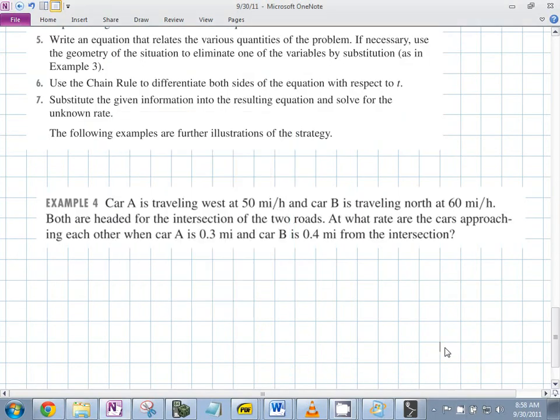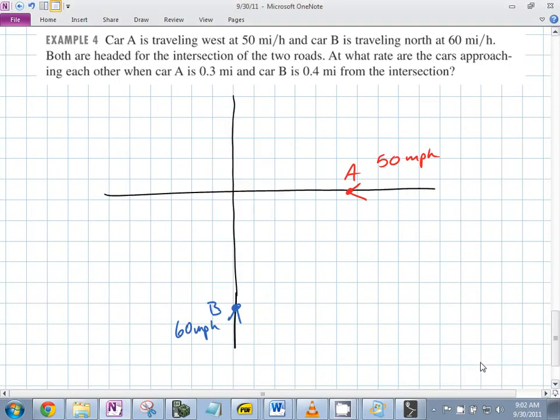This is going on the record. The cars are traveling forward. So we have x and y, and this is the distance between them. The question asks: at what rate are the cars approaching each other when car A is 0.3 miles away and car B is 0.4 miles from the intersection? So we need to relate those three things, x, y, and d. What's the relationship? x squared plus y squared equals d squared.